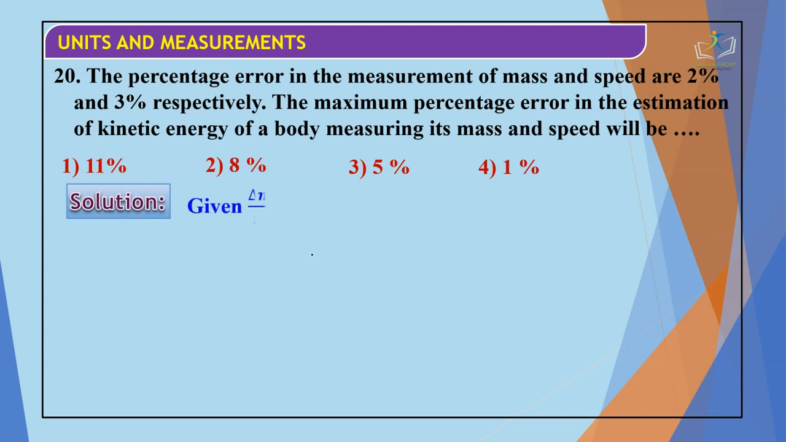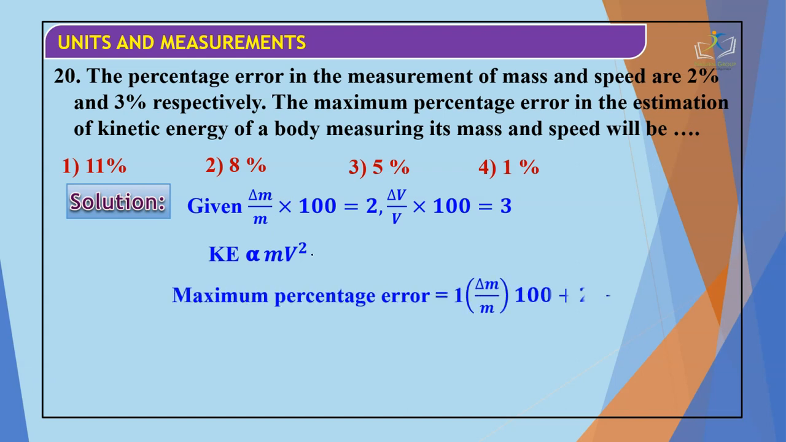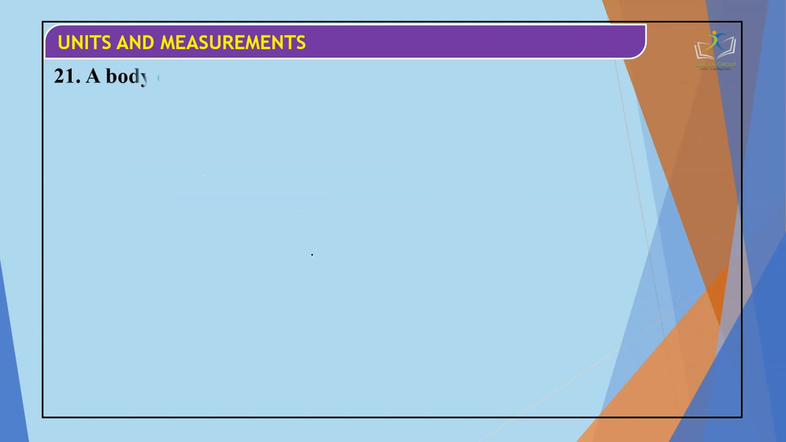Now move to the solution part. Given Δm by m into 100 is equal to 2, Δv by v into 100 is equal to 3. Kinetic energy is directly proportional to half m v square. Half is a constant, so I'm just writing it with the proportionality sign. So the maximum percentage error comes as: the power of m is 1, so Δm by m into 100, plus 2 Δv by v into 100. So 2 plus 2 into 3 comes to 8%. So this is the correct answer for that.